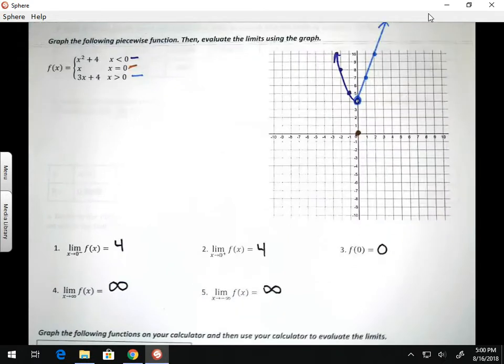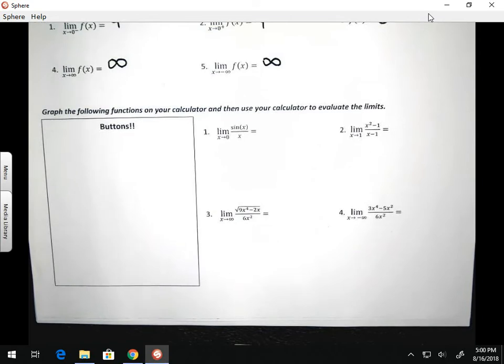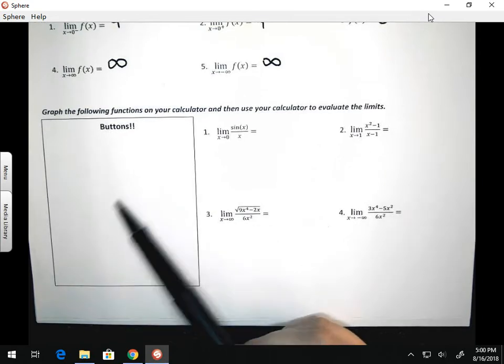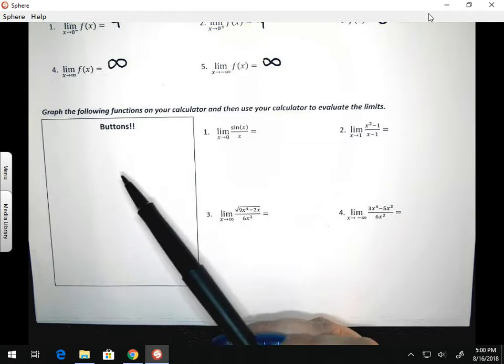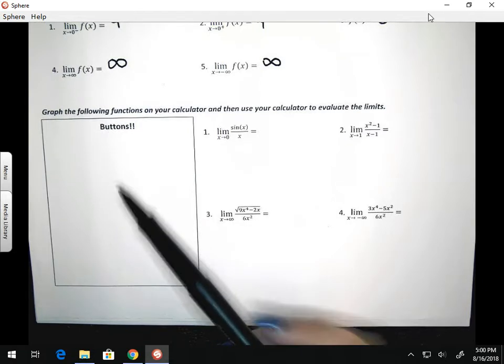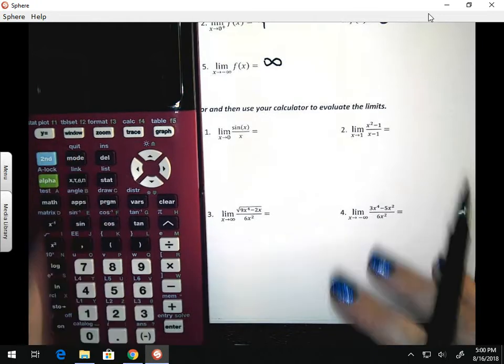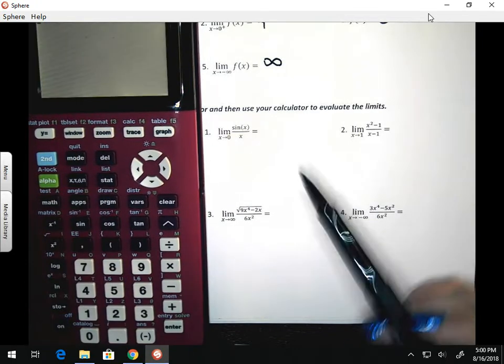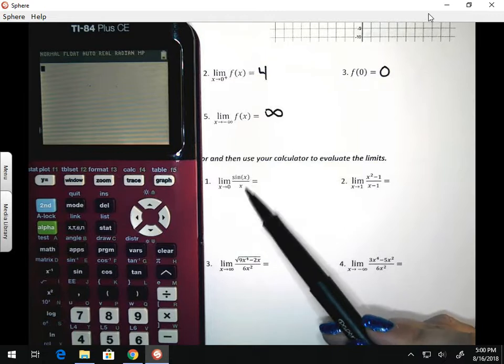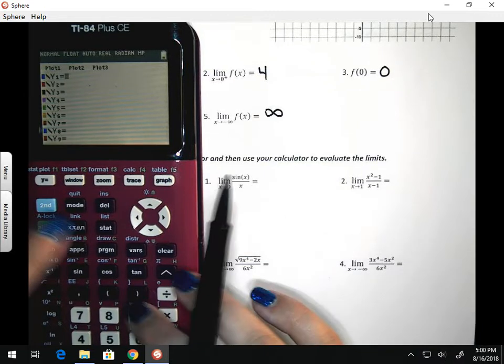Okay. Now this next part, we're actually going to be graphing some functions and trying to evaluate the limits. So I'm not going to have you fill in anything in the box over here quite yet. We're going to discuss it a little bit as a class tomorrow, or when I see you in class next. But what I do want you to do is grab your calculators, and we are going to plug in this function right here. Sine x over x, and we're going to graph it.